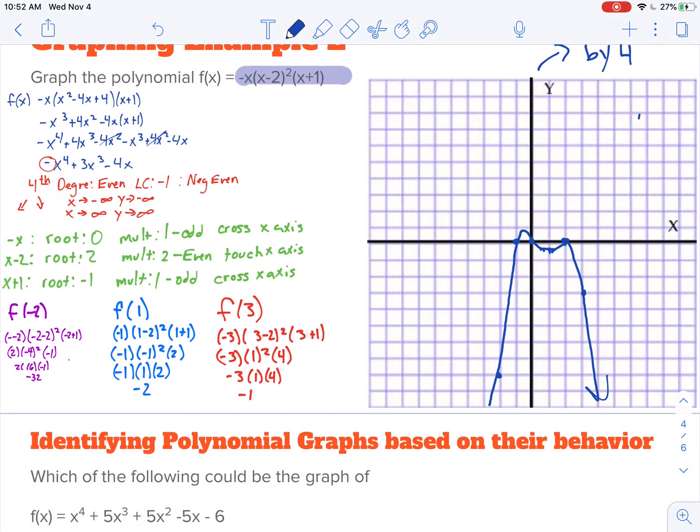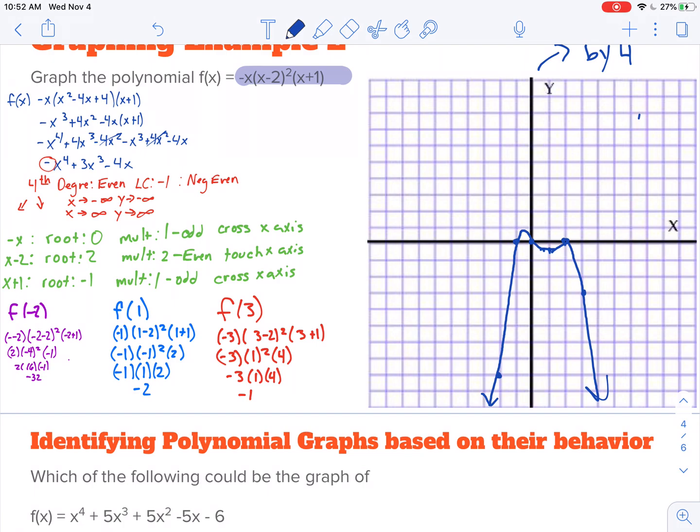Let me see if all this matches up. So here, I've got a negative even graph. That makes sense to me. Both my arrows are pointed down, which is what negative even means. As x approaches negative infinity, y approaches negative infinity. As x approaches positive infinity, y approaches negative infinity. As I move to the left, my graph is going down. As I move to the right, my graph is going down.